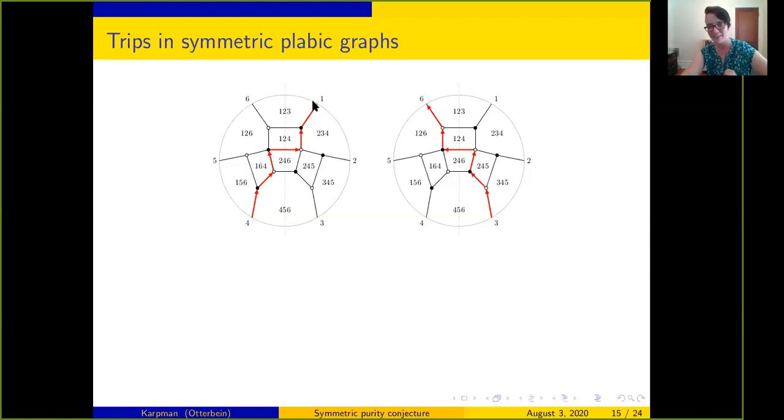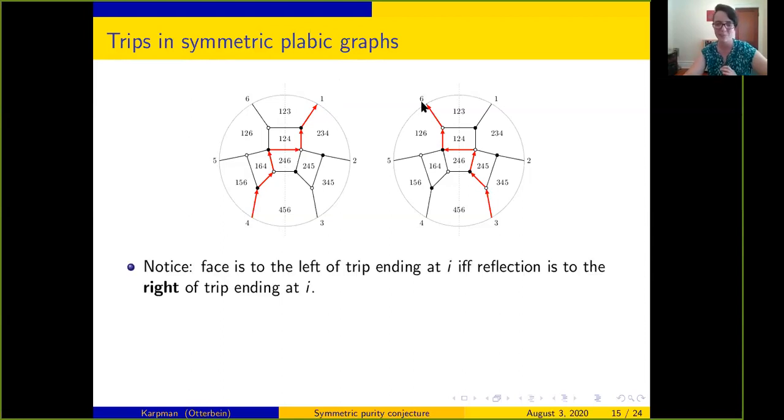We're in the case where n equals 6. And I've highlighted two trips in the graph, one that ends at 1, one that ends at 6. We can see that the notion of symmetry that we have on the graph means that for any trip, the mirror image is also a trip, right? Because reflecting the graph switches the colors of vertices, we get the mirror image of this directed path also following the rules of the road.